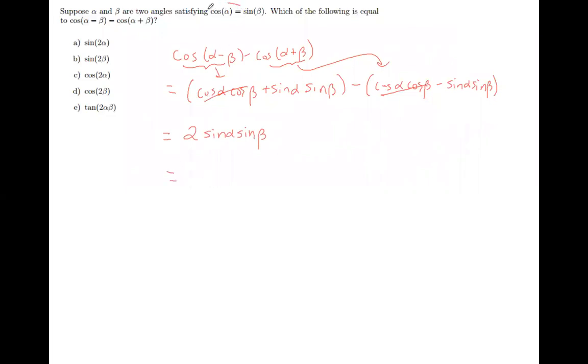Okay, and then we're given this additional fact that the sine of beta is equal to the cosine of alpha. So we can rewrite this as 2 sine alpha, cosine alpha. That's just for this problem because we're given that additional bit of information, sine beta is equal to cosine alpha. And then we need to recognize 2 sine alpha, cosine alpha as a double angle formula, and this is the double angle formula for sine. This would be the sine of 2 times alpha.